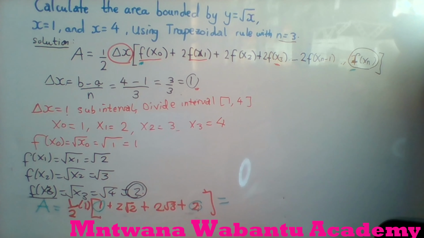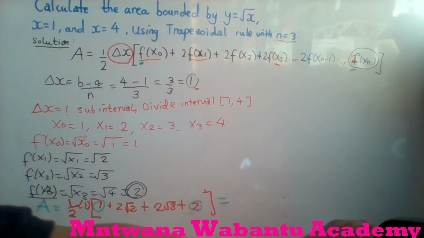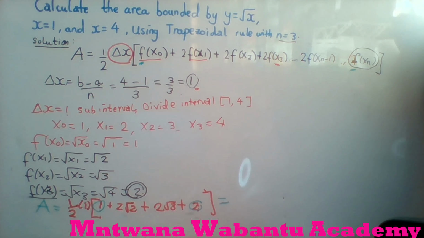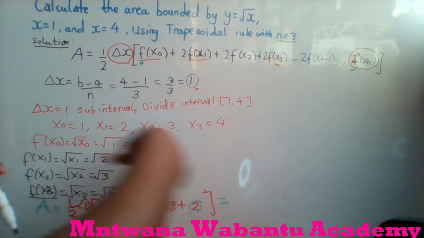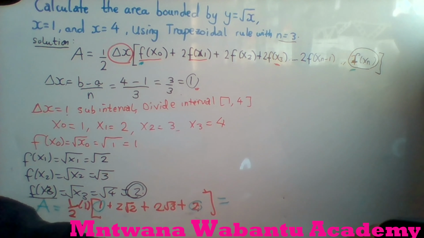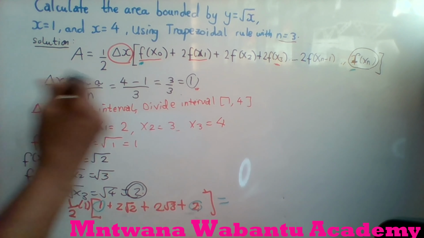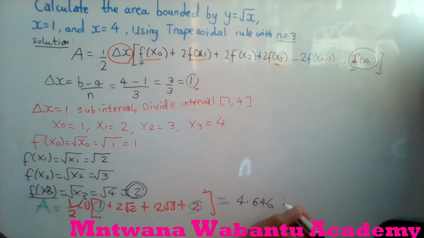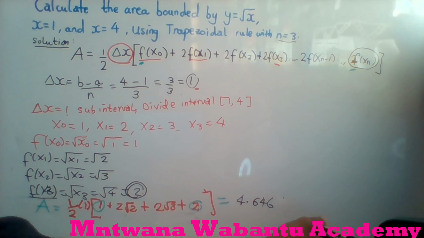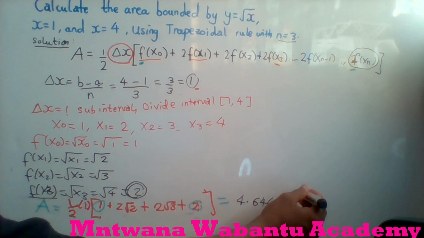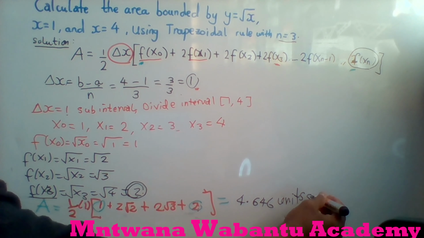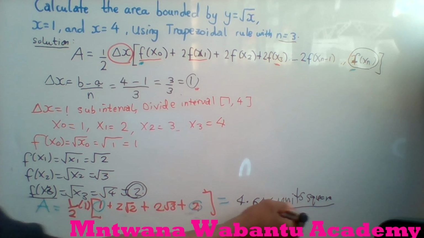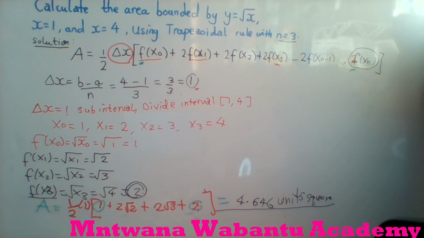When you plug it in the calculator, we're going to plug all of that in. It's going to be 4.6, if I'm not mistaken. Yeah, 4.6. Okay, so it's going to give us 4.646. But since this is the area bounded, it must be in square units. So 4.646 square units. So you can say 4.7 is acceptable.